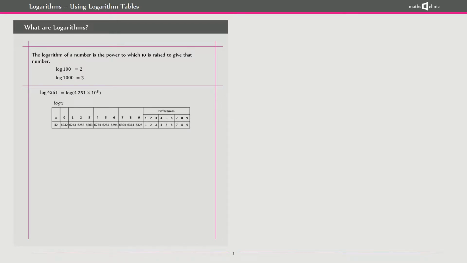So we need to use a logarithm table, and this is what a logarithm table looks like. You have log of x, and you have x, 0, 1, 2, 3, and you have differences, and then you have some funny looking numbers there, but we'll get to that in a sec.